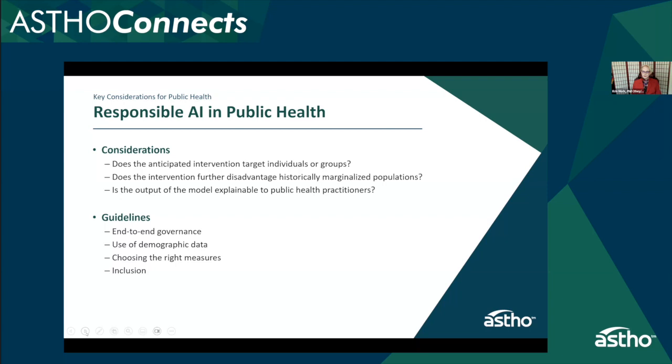After I've illustrated some of these risks in more detail, I'll conclude by offering some guidelines on how to help navigate those risks. Each of those risks also offers an opportunity to use AI responsibly and increase health equity. Guidelines for ethical AI, such as those listed here, help mitigate those risks so that we can realize the benefits of AI in public health. Next slide.